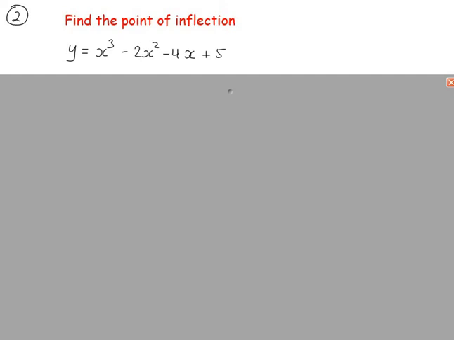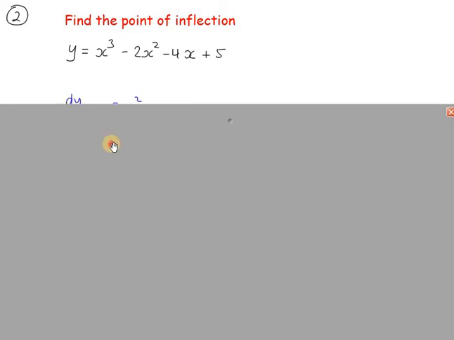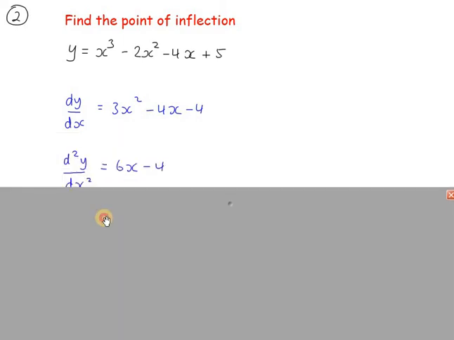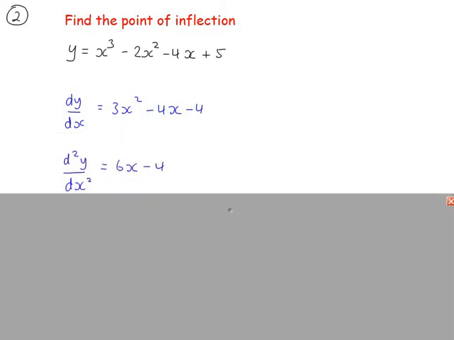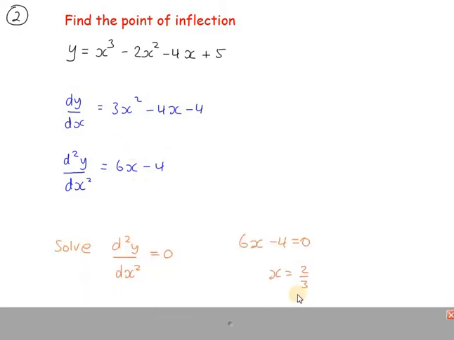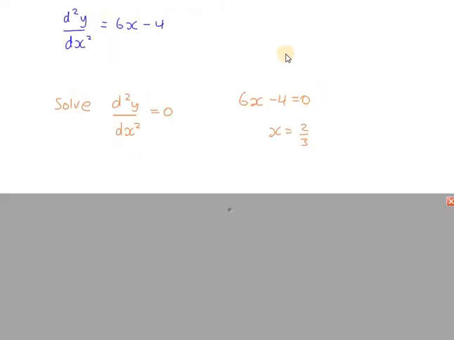Example 2, we're looking for the point of inflection on this curve. So first derivative, second derivative, and at the point of inflection the second derivative is equal to 0, so we need to solve this as being equal to 0, which gives us x equals 2/3. Now the fact that d2y by dx squared is equal to 0 is not enough to show that at x equals 2/3 we have a point of inflection.